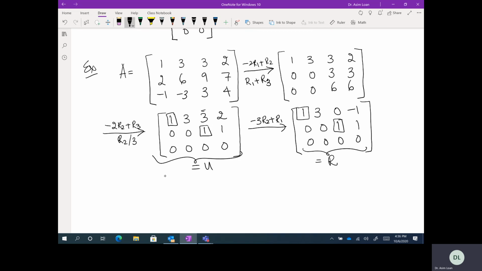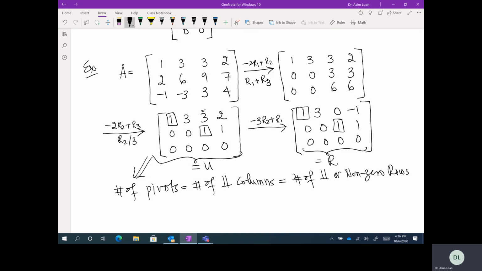So from here, the number of pivots equals the number of independent columns equals the number of independent or non-zero rows. This implies r is equal to the rank. So r is equal to 1 and 2. So rank is 2. This implies the dimension of the column space of A equals the dimension of the row space of A, and this is 2.